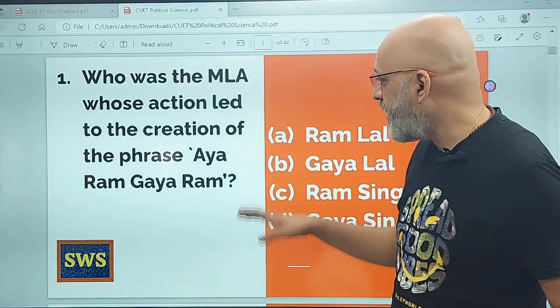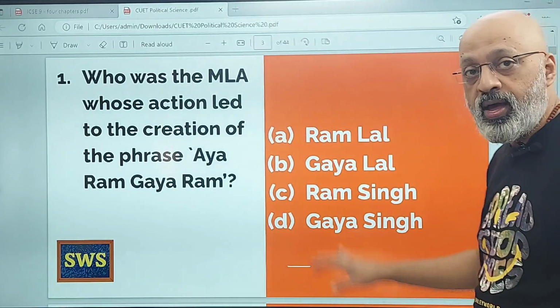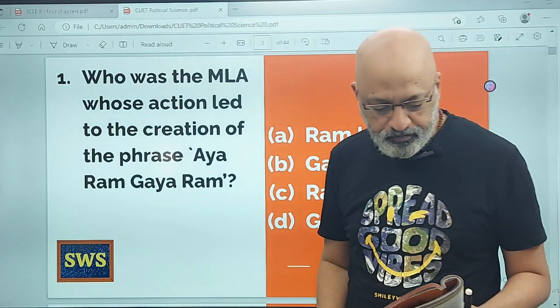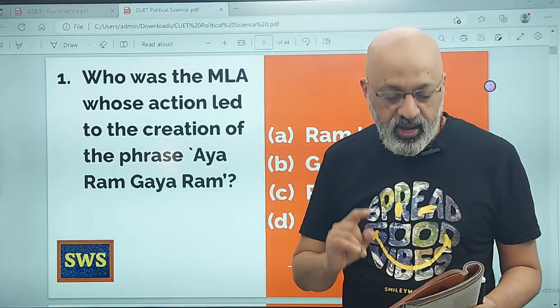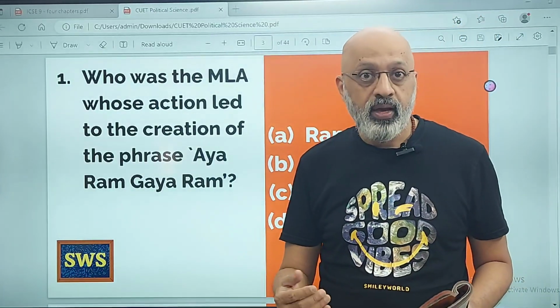So what happened was in 1967, there was an MLA. Here the correct option is Gaya Lal. This particular person, Gaya Lal, was an MLA in Haryana in 1967. He changed his party 3 times within 15 days.